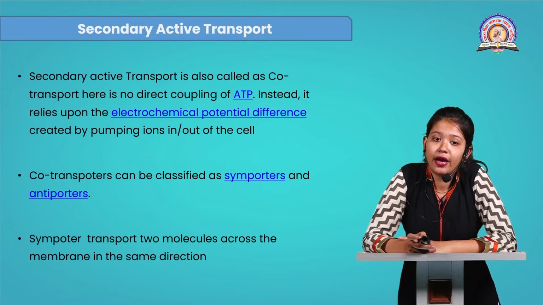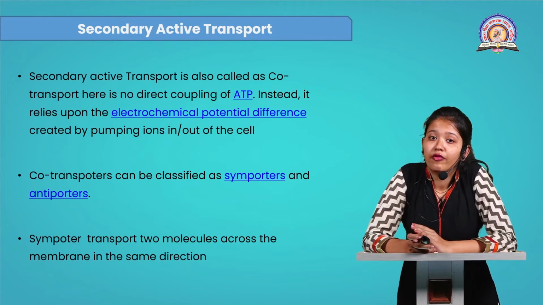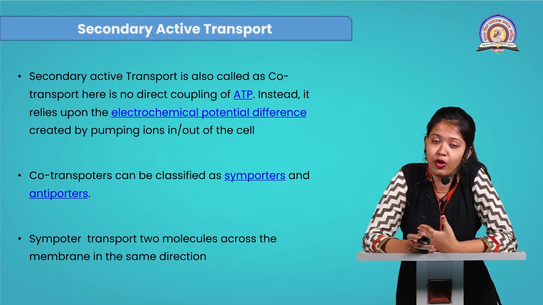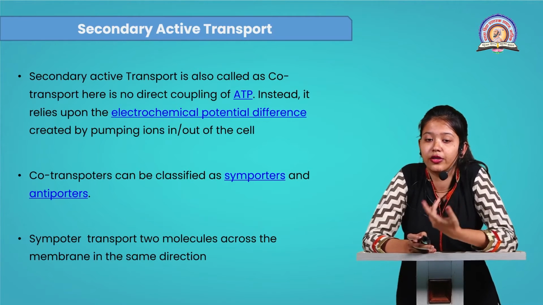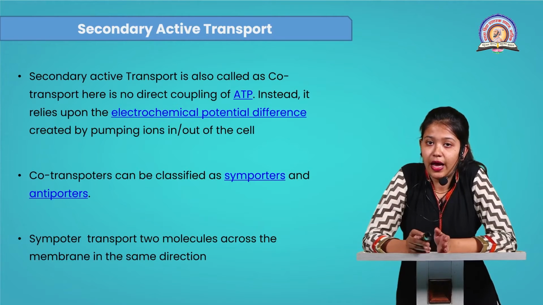Secondary active transport is also called co-transport. So why is it called co-transport? Because there is no direct coupling of ATP. Instead, it relies upon the electrochemical or potential difference created by the pumping of ions in and out of the cell. So co-transporters can be of two types, symporters and antiporters.